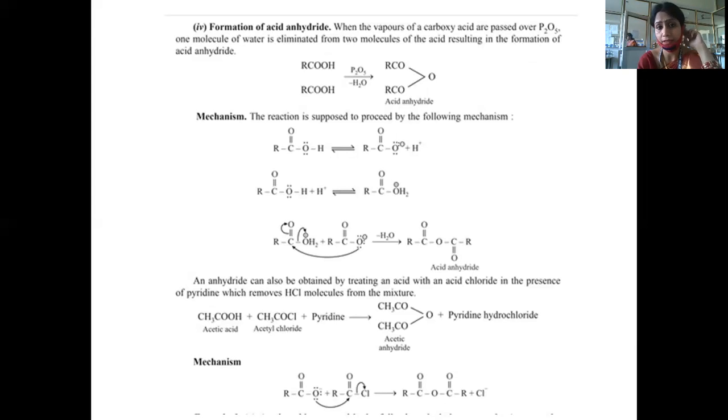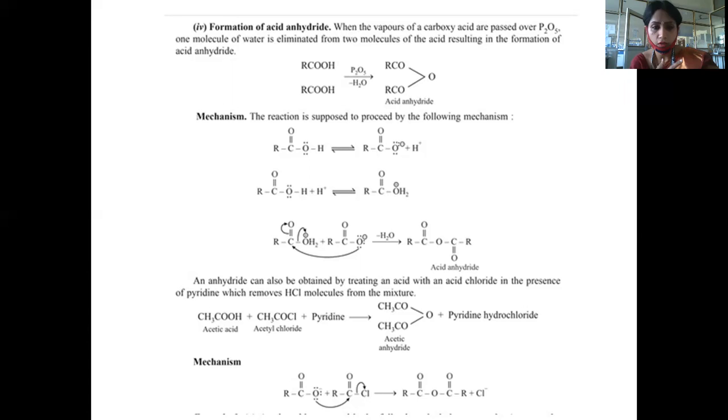Next is the formation of acid anhydride. So what happens is that when the vapor of a carboxylic acid is passed over P2O5, P2O5 is a dehydrating agent. So it releases 1 mole of water from 2 moles of the acid, resulting in the formation of acid anhydrides. So let us see the mechanism. First there is release of H plus and a carboxylate ion is formed, and then further it reacts with H plus, and finally two such molecules react together releasing an H2O molecule, and the product is an acid anhydride.